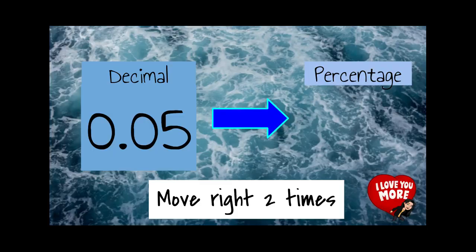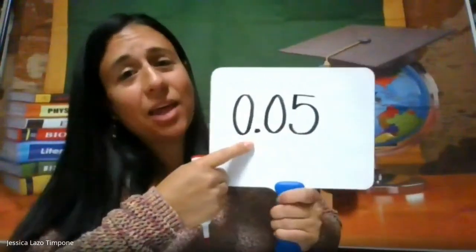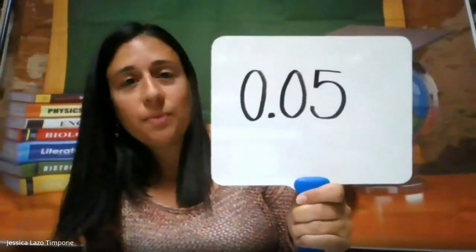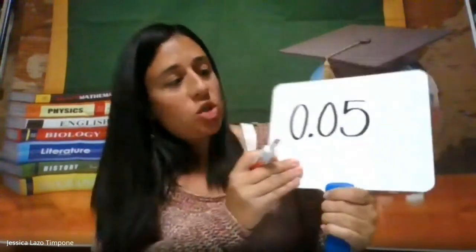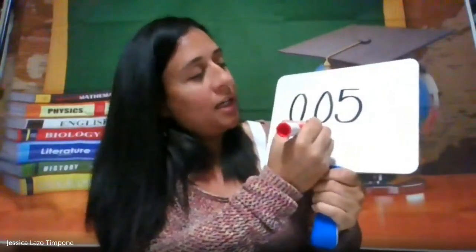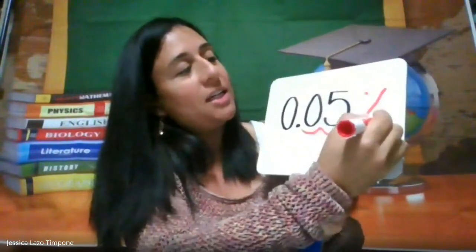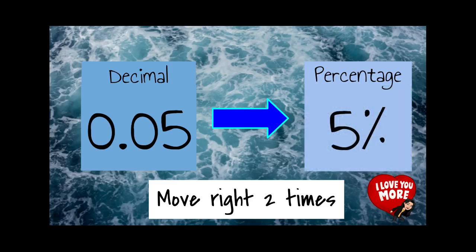Let's turn 0 and 5 hundredths into a percentage. So here's our decimal. Our decimal wants to get back together with the percent, but I don't see the percent. You have to think about where the percent would be if it was to appear. The percent would be on this side. So we're going to move our decimal to the right. 1, 2, and now it's right there and our percentage sign appears and they're back together and happy. It is 5% after we move the decimal 2 times to the right.